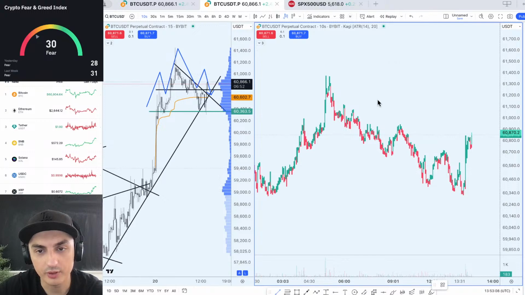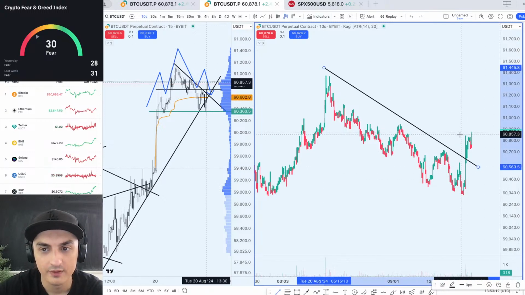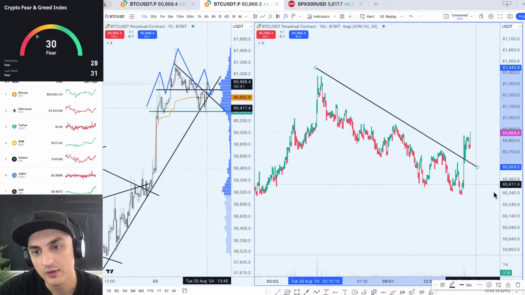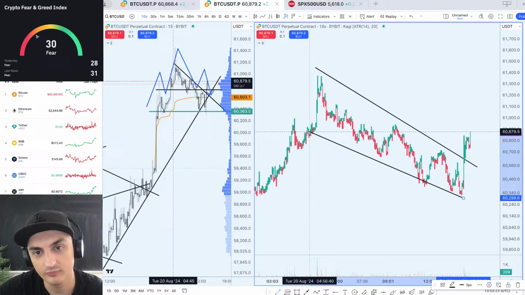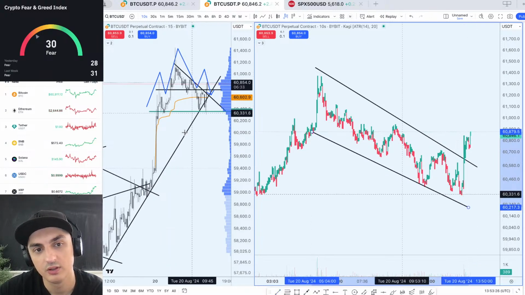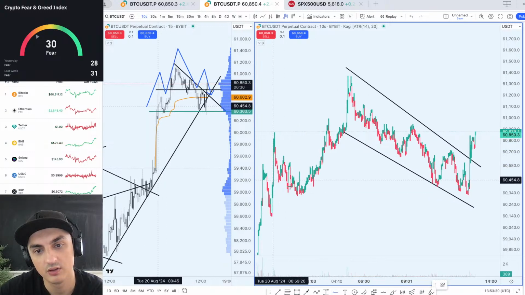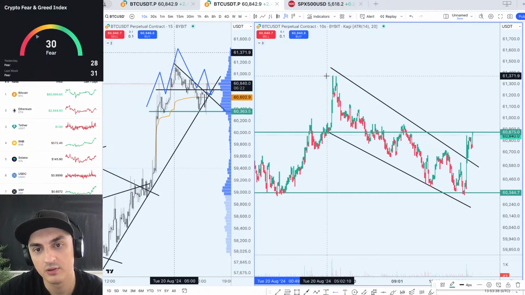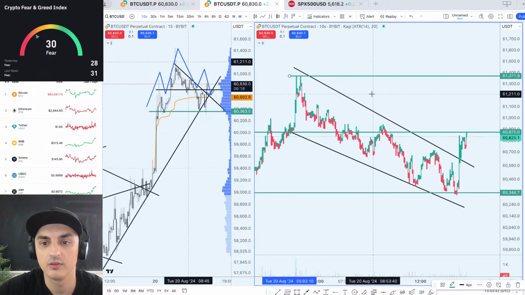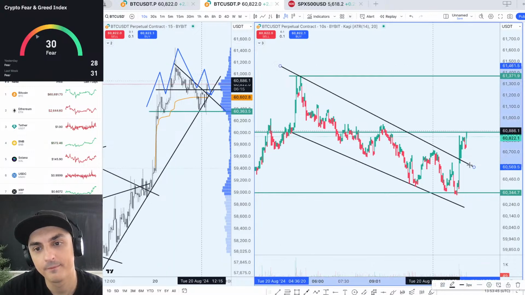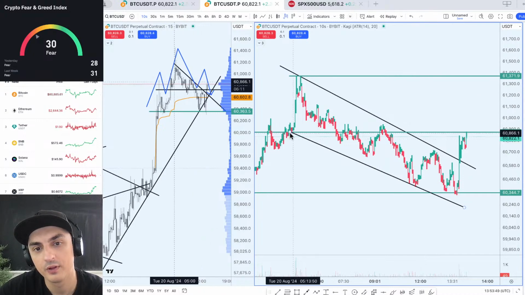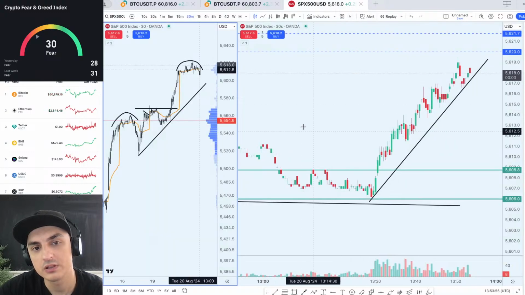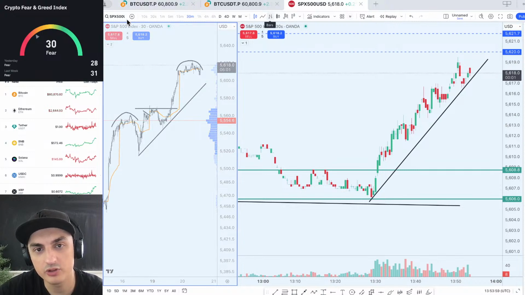So S&P. I'm sorry, this is not S&P. This is Bitcoin, trying to scoop to the upside to 61,000, breaking out from this one, took liquidity from 6,300, and slowly pushing to the upside. Let's go back to the S&P chart.